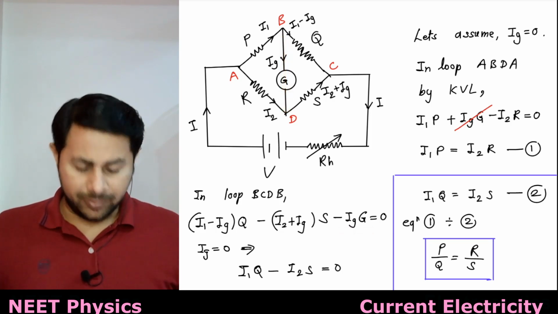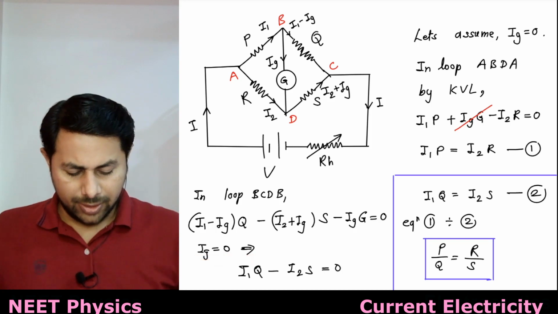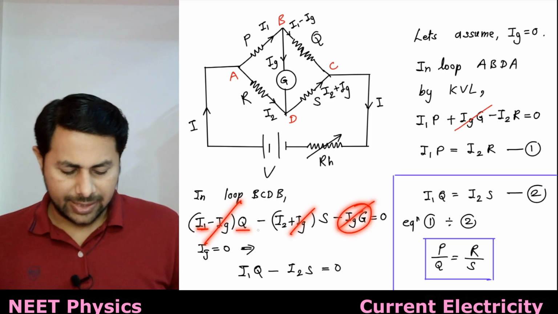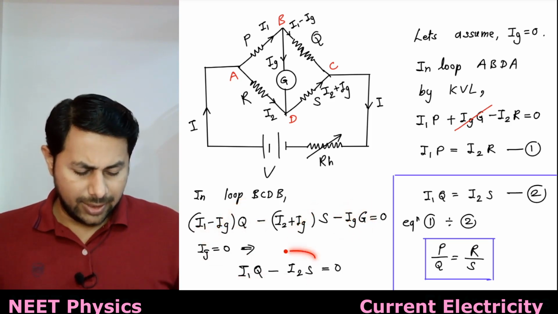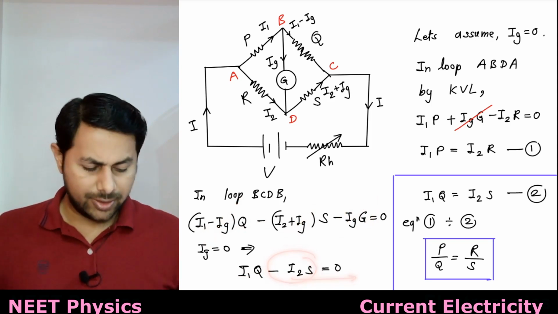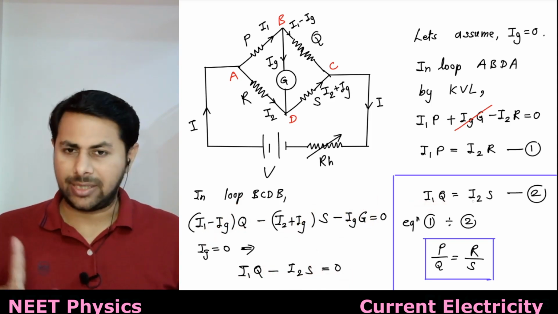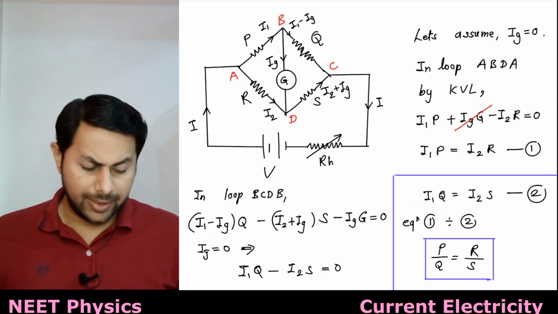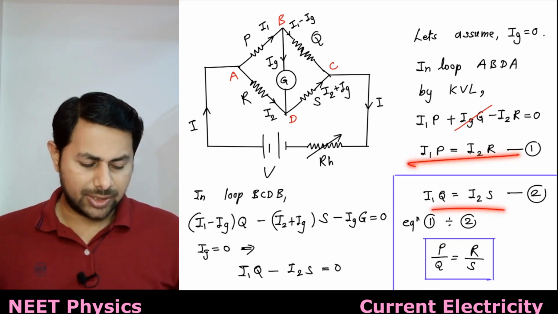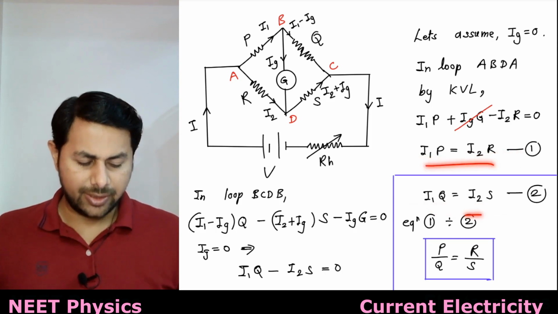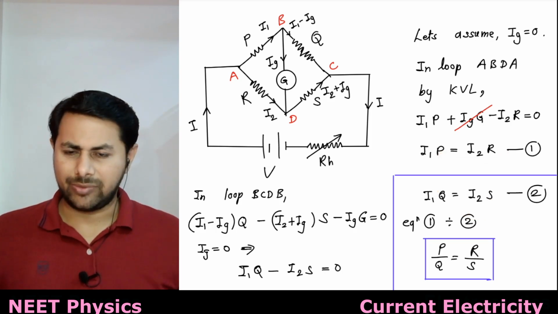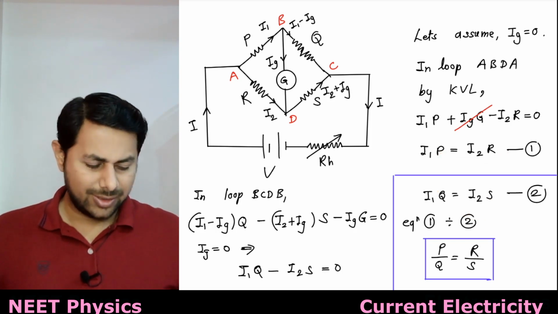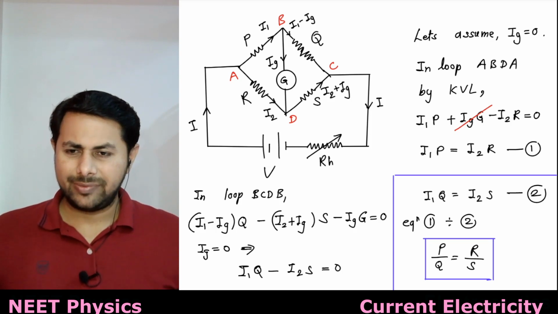Again consider Ig is equal to 0 here, here, here. So this third term becomes 0. What remains is I1 times Q minus I2 times S is equal to 0, and you can move this term to the other side. So you get I1 times Q is equal to I2 times S, right? So you have this first equation, then the second equation. If you divide first by second, what you get is P by Q is equal to R by S. This thing is clear, everyone?